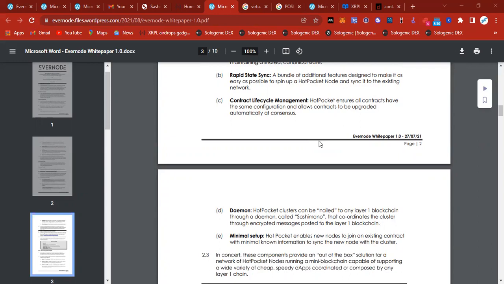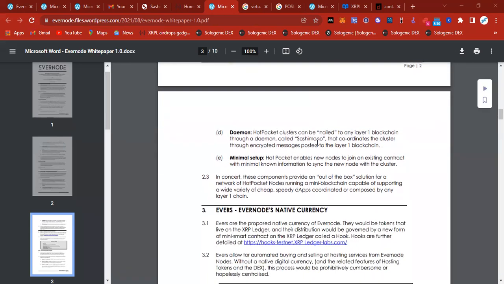This is a Hot Pocket cluster that can be nailed to any layer one blockchain. So any layer one blockchain, this can be nailed to or attached. It's called Sashimono. It coordinates the cluster through encrypted messages that are then posted to a layer one blockchain. So I did some information snooping, looking around, because we have to understand some of these words, what they mean. Sometimes I'm researching and I don't know exactly what everything means. I just go literally look it up.